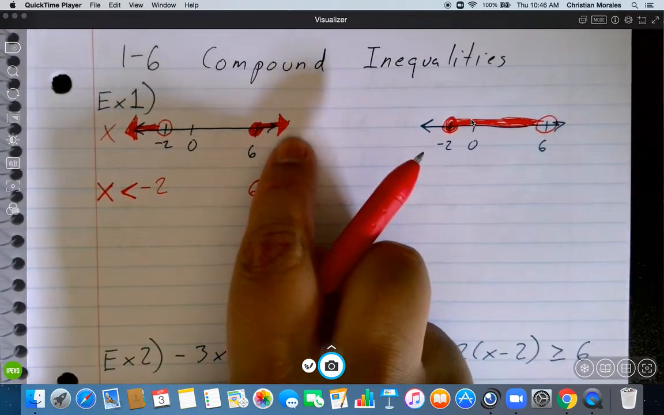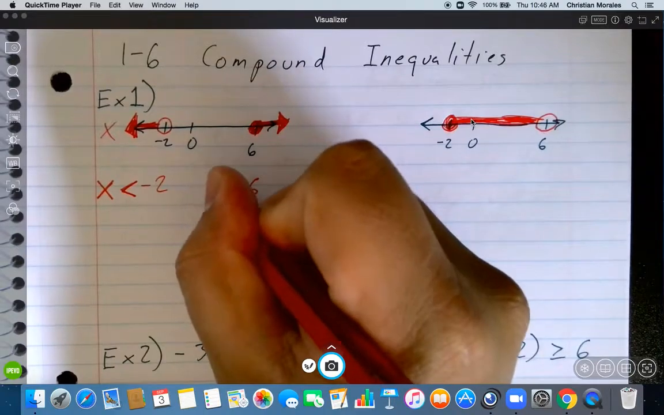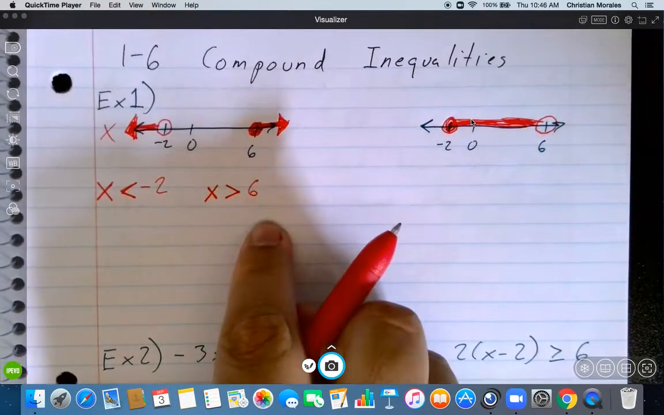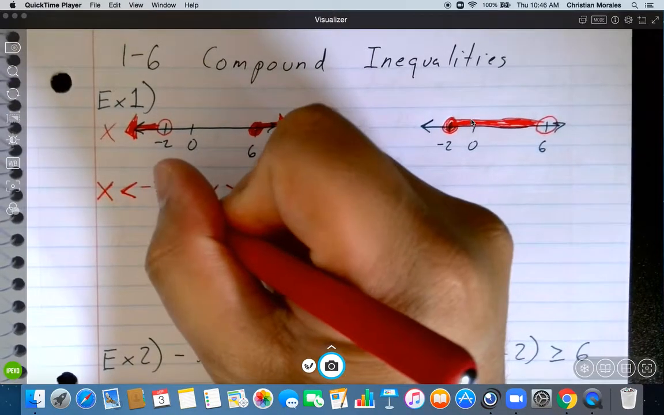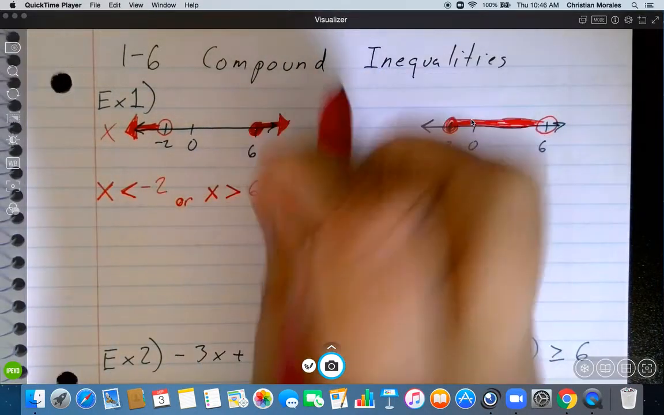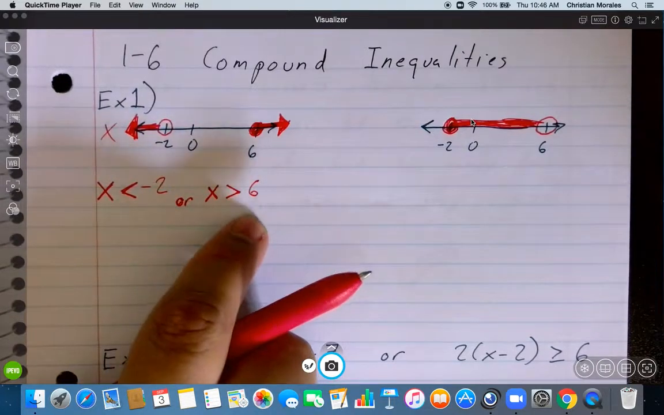Here, x is greater than 6. Now, there's two answers, so I'm going to use a word to separate this: or. So my answers are x is less than -2 or x is greater than 6.